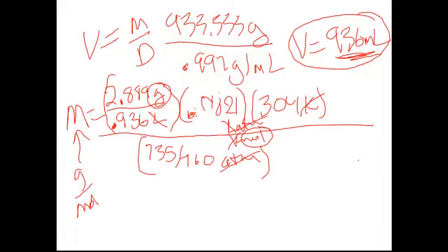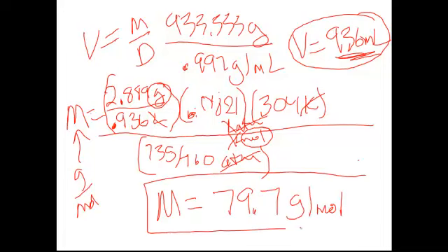So now I'm going to take 2.889, divide it by 0.936, times 0.0821, times 304, divided by, and then in parentheses, 735 divided by 760, close parentheses. I'm not sure if those parentheses are necessary or not. But I get a molar mass equal to 79.7 grams per mole.